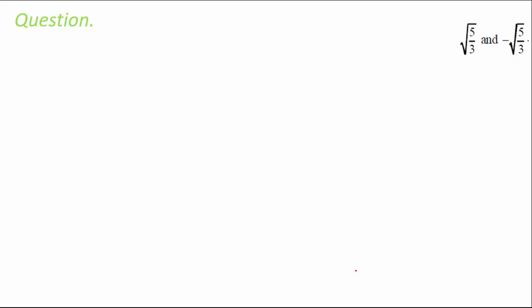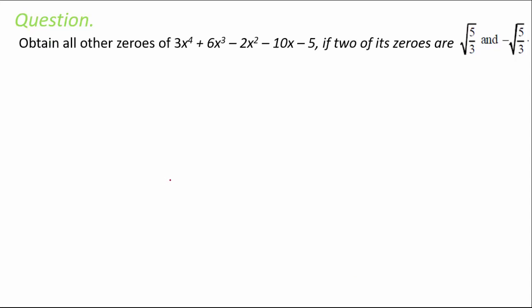So let's look at the next question. It says obtain all other zeros of 3x to the power 4 plus 6x cube minus 2x square minus 10x minus 5 if two of its zeros are root over 5 by 3 and minus root over 5 by 3. So basically looking at this equation, we see that the highest power of the equation is 4. So therefore this equation can have at the most 4 zeros, that is total 4 zeros. So 2 we already know, 2 more we will have to find out.